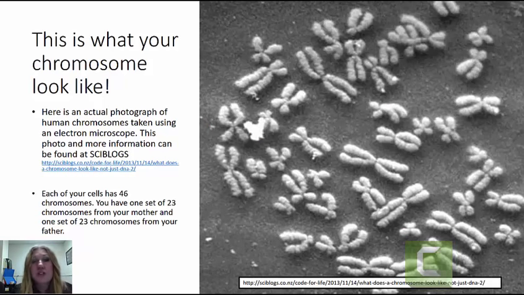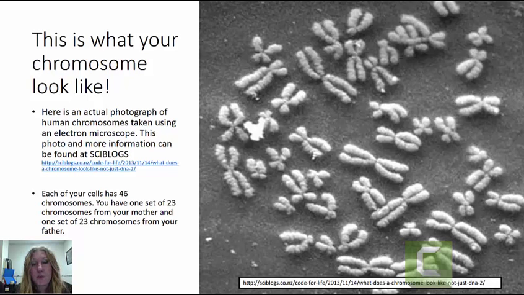So what do your chromosomes actually look like? Well, this is a wonderful example because this is actually a photograph taken from an electron microscope of human chromosomes. So they really do have that characteristic X-shape that we usually see in textbooks, which I think is very exciting. This particular photograph I found on Sci Blogs, and I have the link here if you would like to take a look at it and other wonderful photographs that they have there.